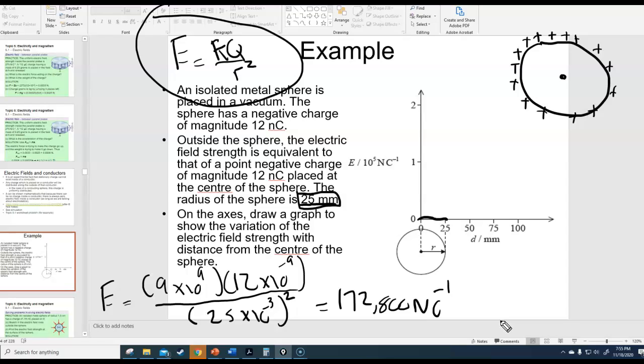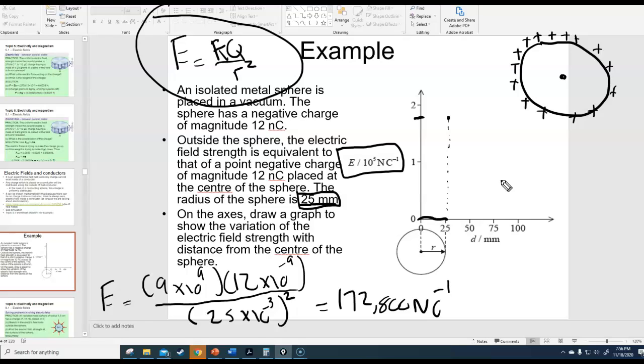Alright, notice that the units on the y-axis are times 10 to the 5 newtons per coulomb. So this is between 1 and 2 times 10 to the 5, probably closer to 2. So probably, I don't know, here somewhere. So here's what's going to happen. The second you get to the surface of the sphere, the electric field is going to jump up. There's literally a jump. In mathematics, you call this a jump discontinuity, because this function is not continuous.